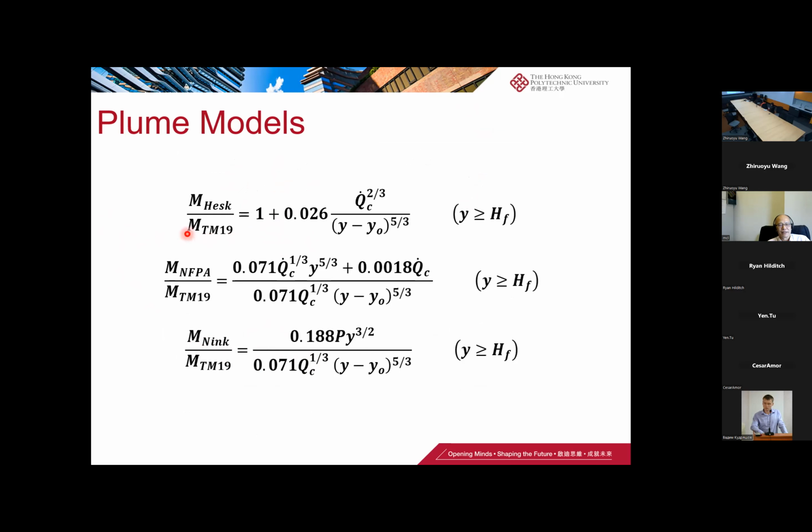as a basis, and compare with the other three models: the Hesse-Kassett model, the NFPA model, and the Hinckley model. This is a typo here. It's H, not N. Rearrange this equation. If all these models predict the same results, this ratio should be 1, but actually it's quite different.